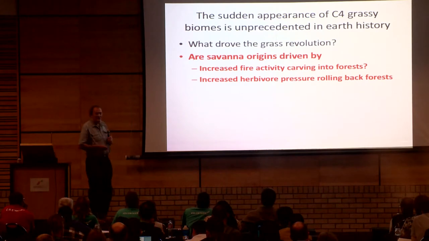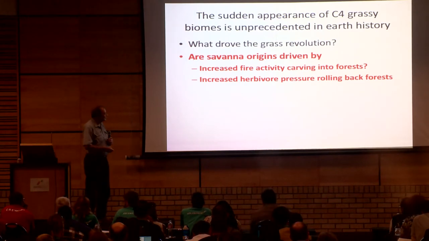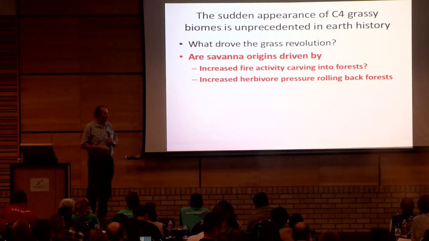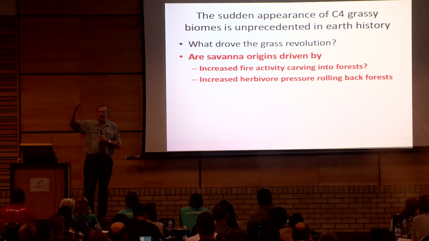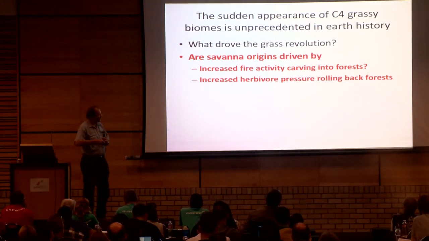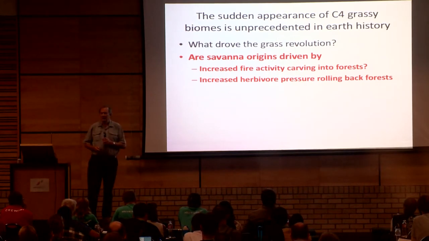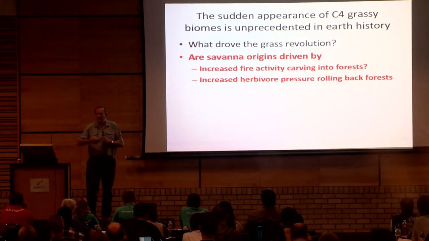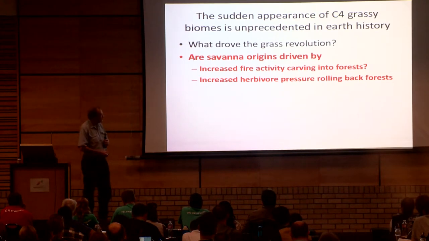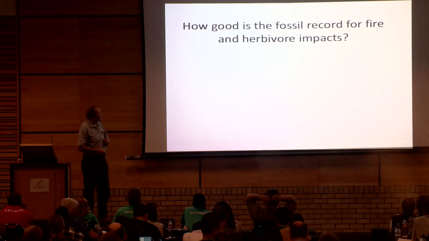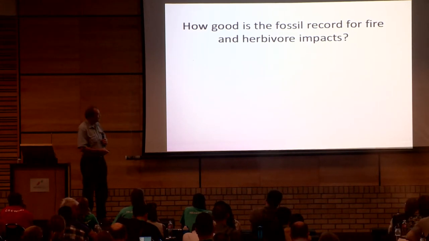And you could ask, are these savanna origins, these abrupt origins, driven by increased fire activity? That's really important today. Was there no fire, and then suddenly fire took off, and the savannas carved holes into the forest, rolling them back? Perhaps it was increased herbivore pressure, so that the herbivores changed and began rolling the forest back and replacing it with savannas. So how do you look in the fossil record for fire and herbivore impacts? It's not so easy.